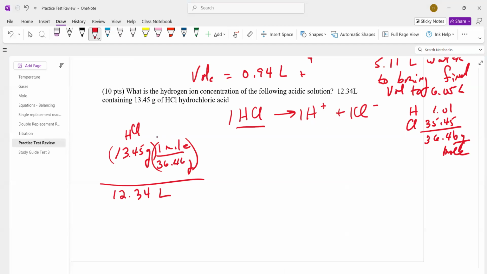Now you can do this in 2 steps if you want, or you can do it in 1 step. First step would be to calculate the moles. Calculate the moles using that top numerator calculation. That'll give you moles. Then you're going to have moles over 12.34 liters. Or if you like math, you can go 13.45 divided by 36 divided by 12.34. That'll give you the same answer. Okay, so all of you that are uncomfortable with math, do it in 2 steps. It's much clearer what's going on, in 2 steps.